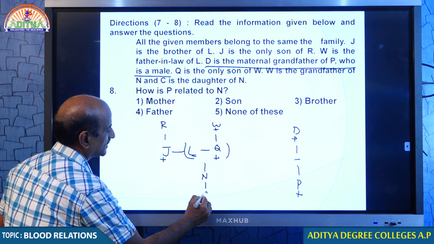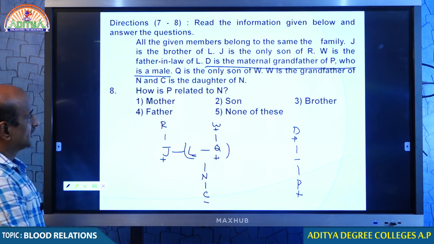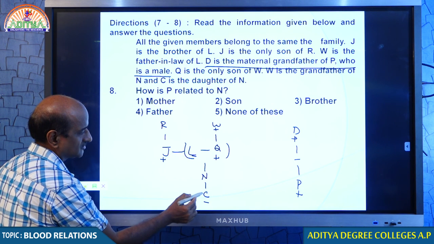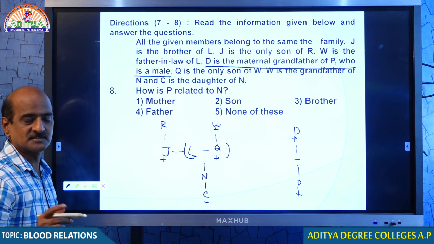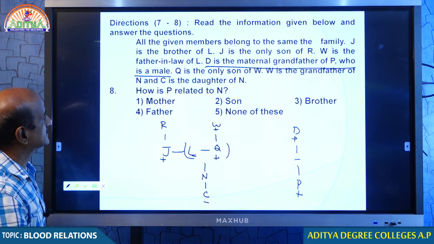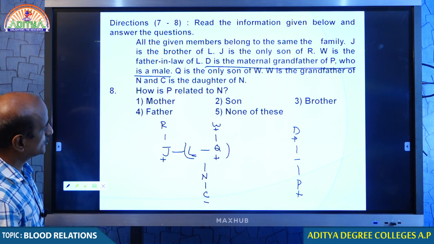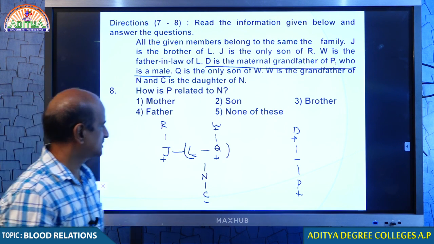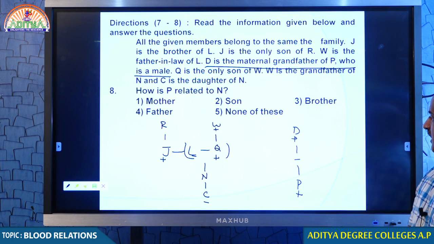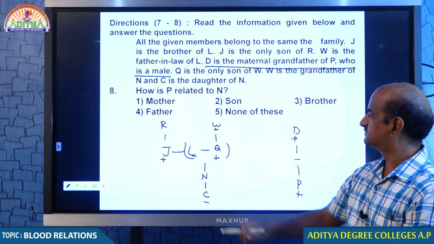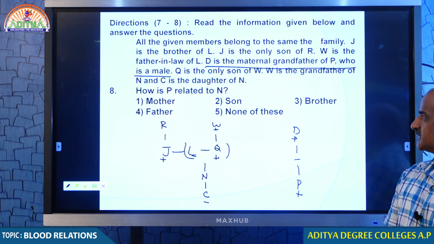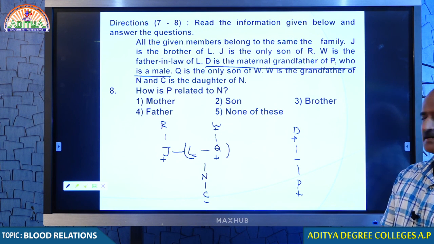C is the daughter of N. In question number 7, my dear students, how is L related to C? My answer was mother-in-law or grandmother, but that was not there. Here it is: how is P related to N? How to club this information? There is no such link given so far. So better we skip this by saying can't say.